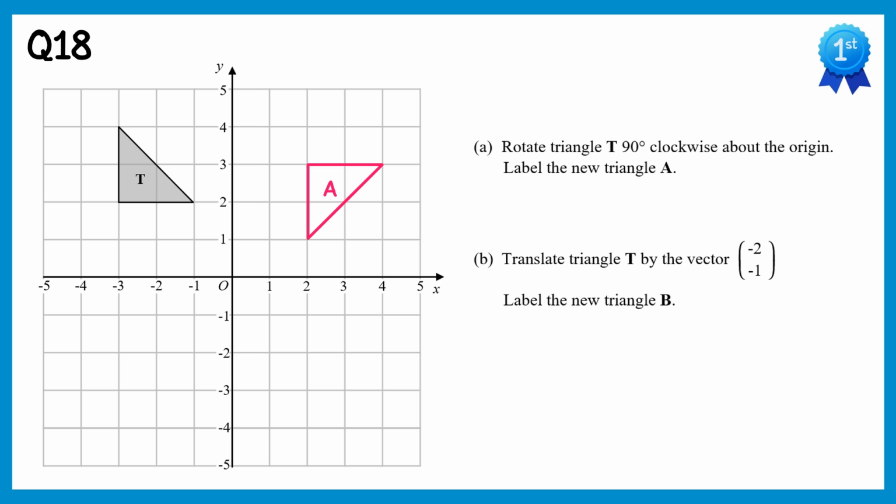For the second part of the question, we've been asked to translate this triangle, which just means to move it, and we've been given a vector. This vector tells you to move the triangle 2 to the left, since the top number always tells you to move left or right, and it also says to move 1 down, since the bottom number is for up and down. So let's take the triangle T, and we're going to move it 2 left, so 1 left, 2 left, and then also 1 down, so 1 down. And this is where it goes, and you can label that one B.